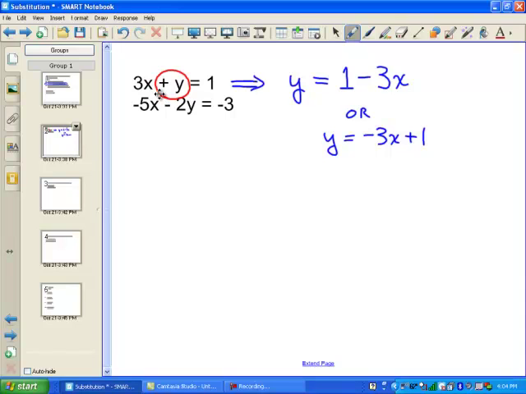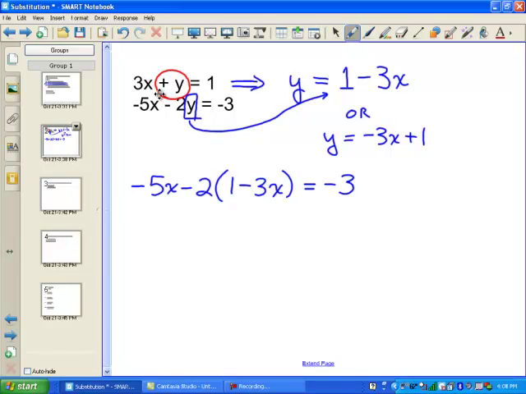So if y is equal to 1 minus 3x, what we're going to do now is go to that second equation, and where we see the variable y, we're going to replace it with the equivalent expression for y, 1 minus 3x. So let's do that. We'll begin to write the second equation over again. Negative 5x minus 2 times, here's our substitution. We're substituting in place of y the expression 1 minus 3x equals negative 3.